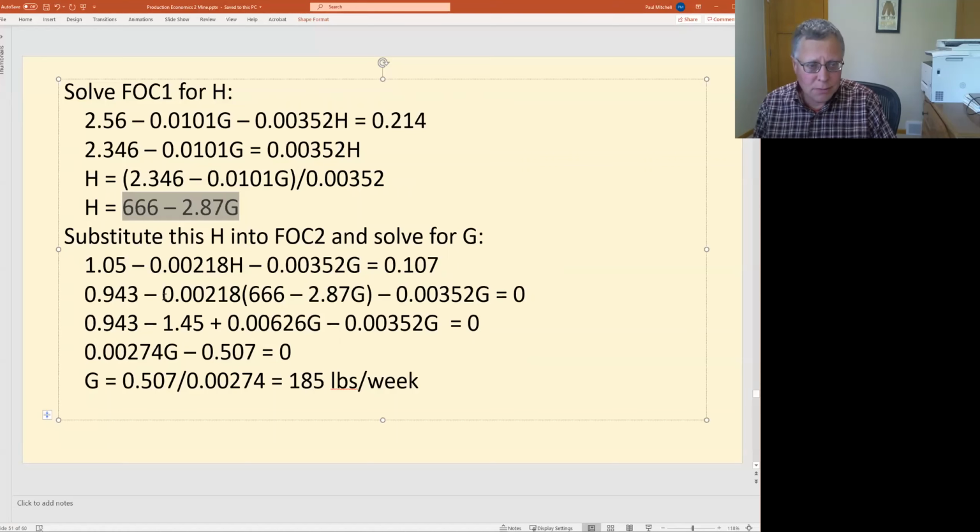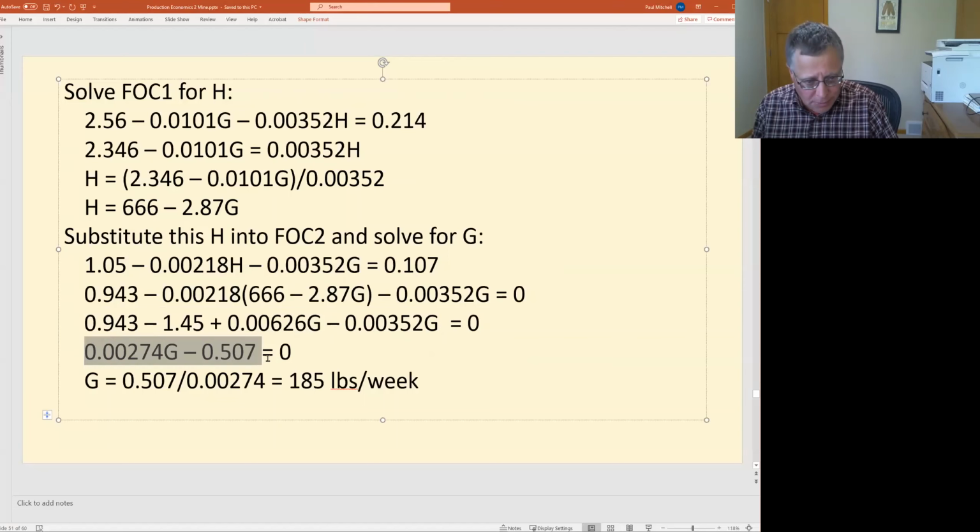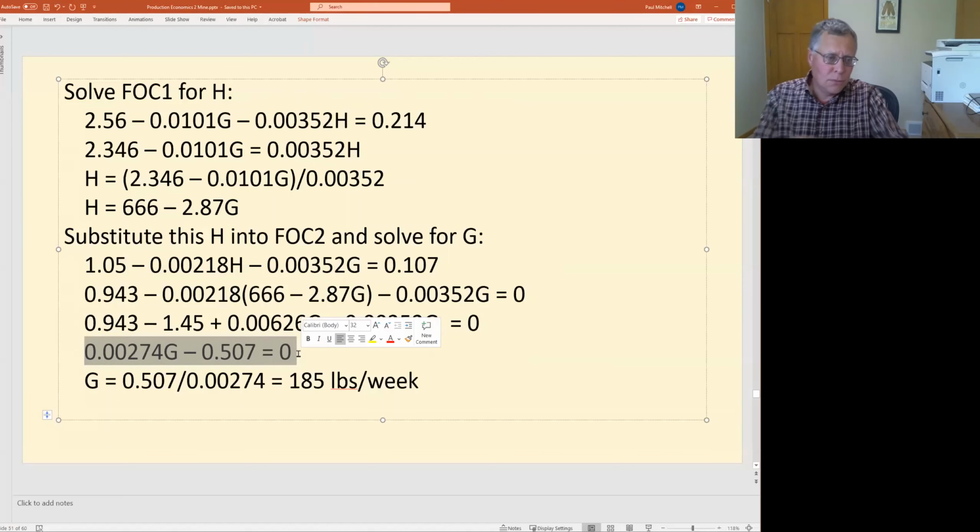Again, much more algebra or math. You've got to multiply those together and that times that. You get this part of the equation here. It's all equal to 0. Bunch of small numbers. You get 0.00274G minus 0.507 equals 0. Or you can get that G is 0.507 divided by 0.00274, or 185.